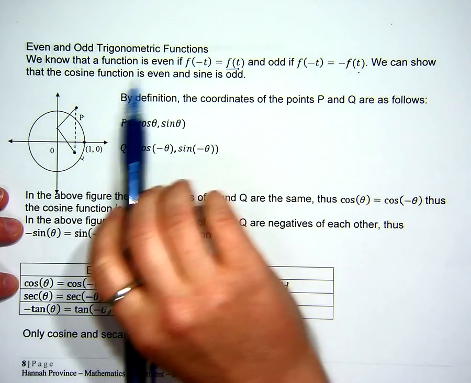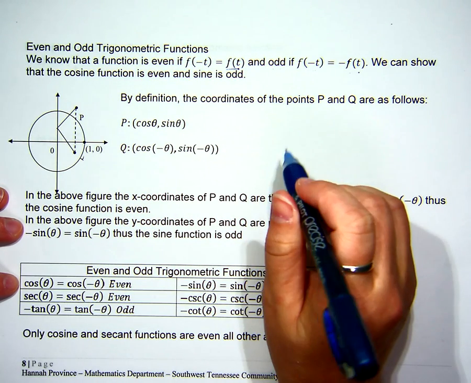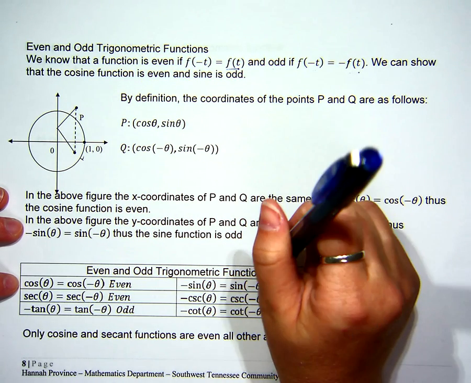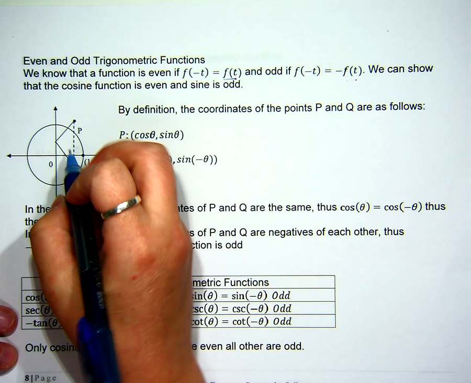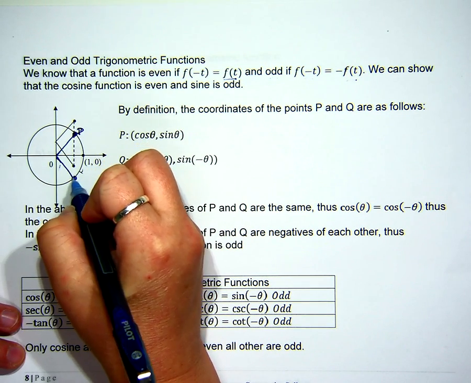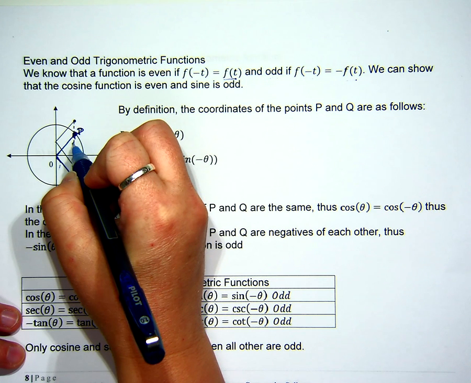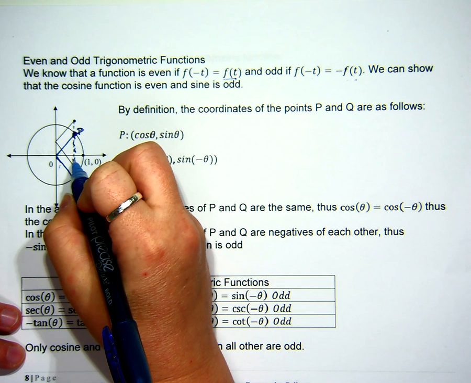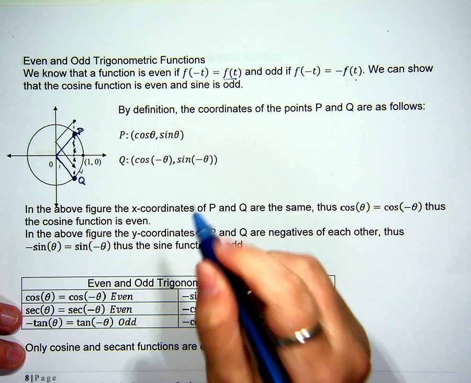We can actually show that the cosine function is even and the sine function is odd. By definition, points P and Q are as follows. So I have, this is actually quite terrible. Sorry, this is supposed to be here, P. This is supposed to be here, Q. And this is supposed to be a dotted line between them. My triangle got off scale here. There we go.